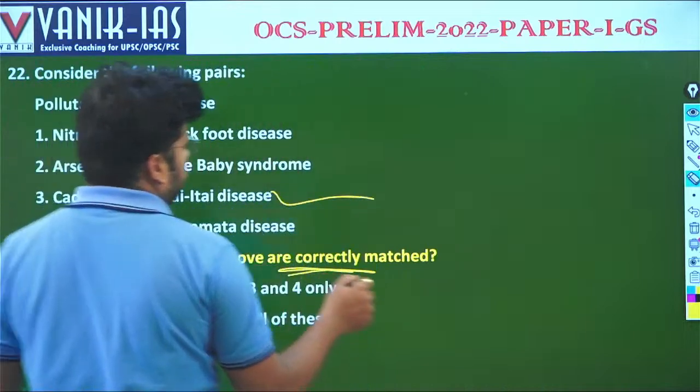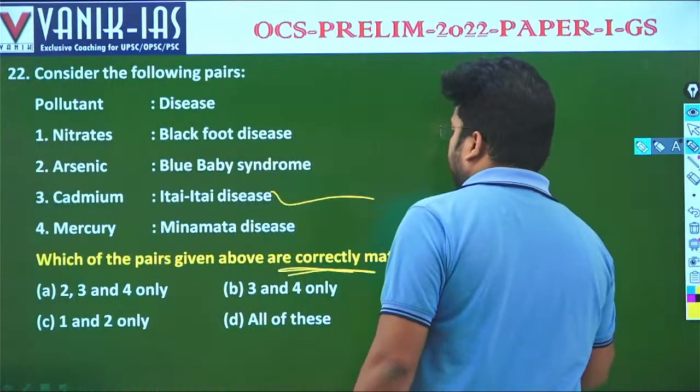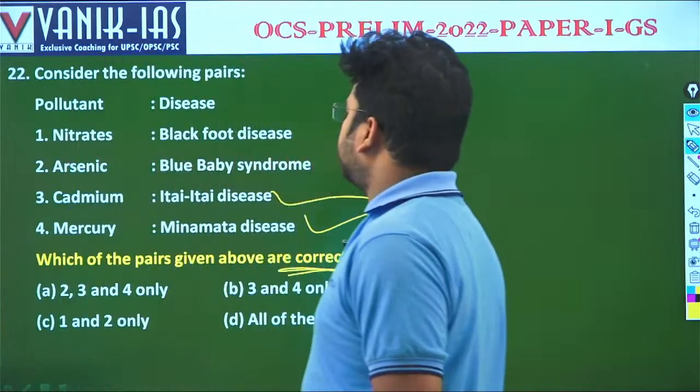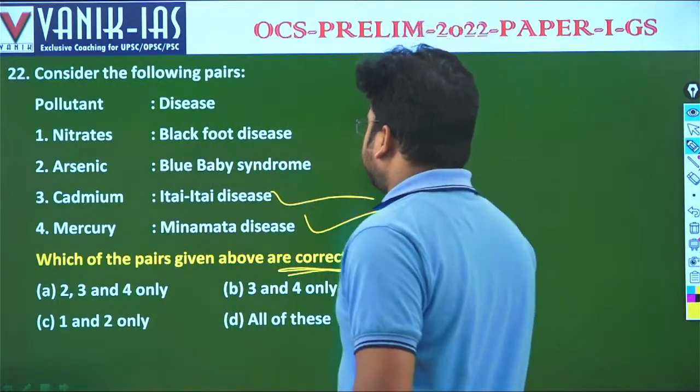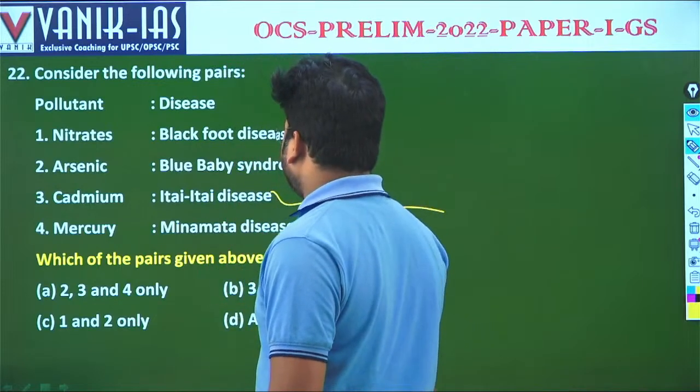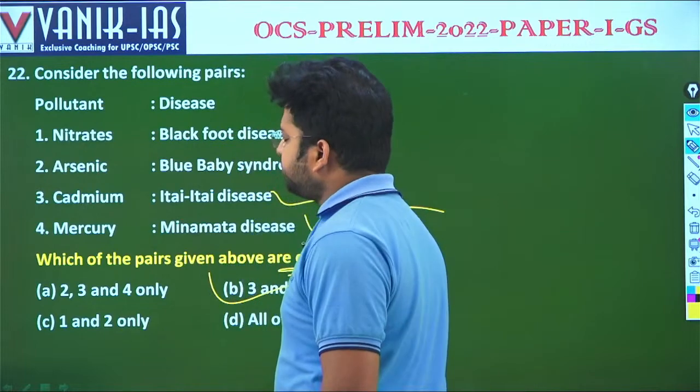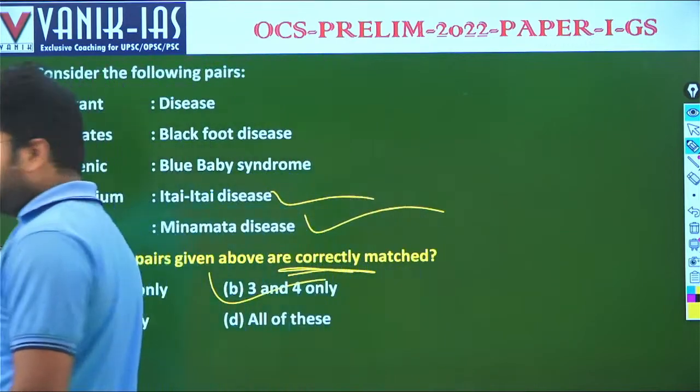Mercury is Minamata disease. Yes, mercury is Minamata disease. It is right. So 3 and 4. Mercury causes Minamata disease. Cadmium causes iodide disease. Right. Nitrates causes blue baby syndrome. So 3 and 4 are right only. B is the answer.